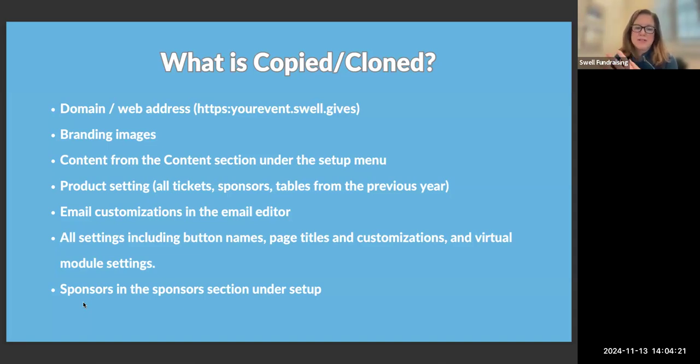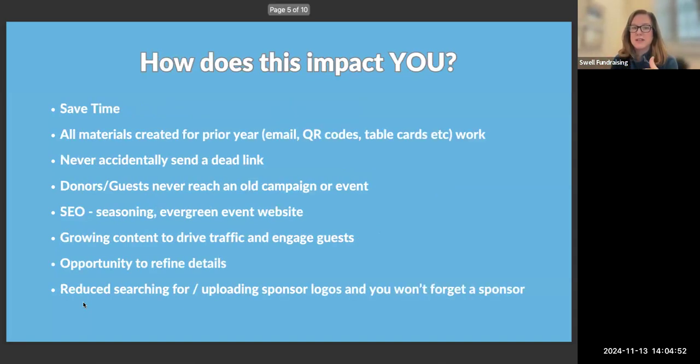If you renamed the buttons on the site, any page titles and customizations, even your virtual module settings all come forward with you. And all of your sponsors and sponsor logos in the sponsor scroll come forward with you. So it's quite a bit. Really, all that you're leaving behind are transactions and things that are transaction related: the tickets from the previous event and the data related to the tickets and the transactions. That is what you're leaving behind, and that's what we'll archive, so you can automatically see that in your archived event.